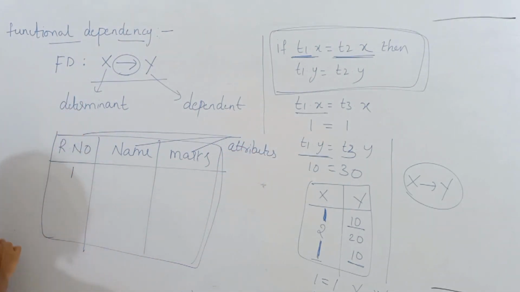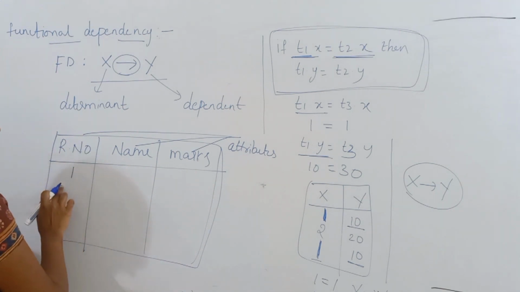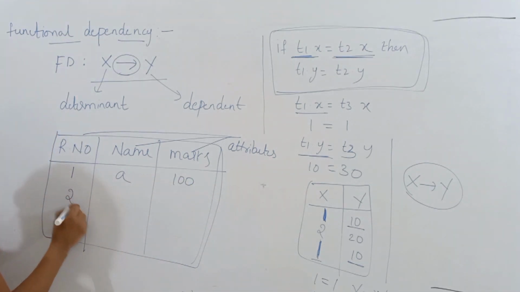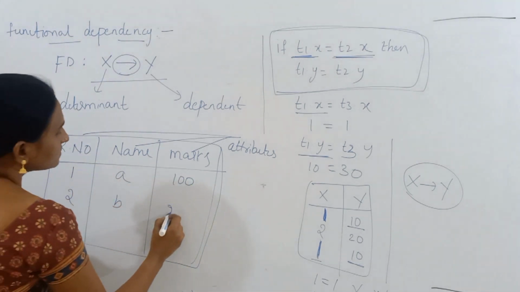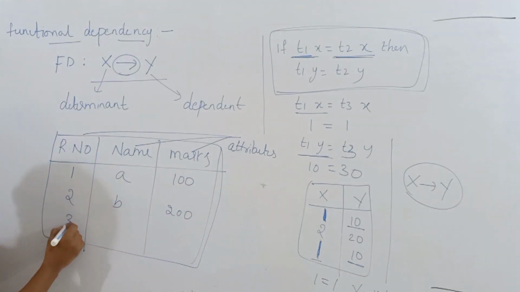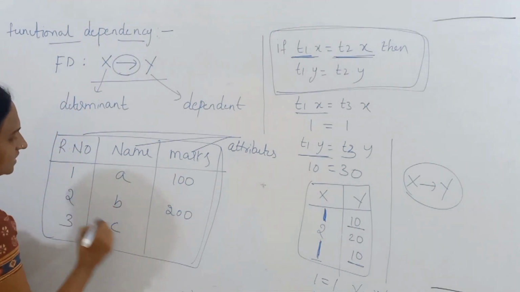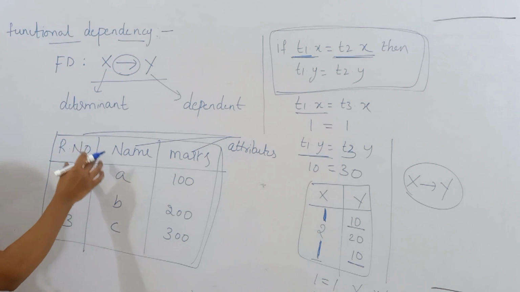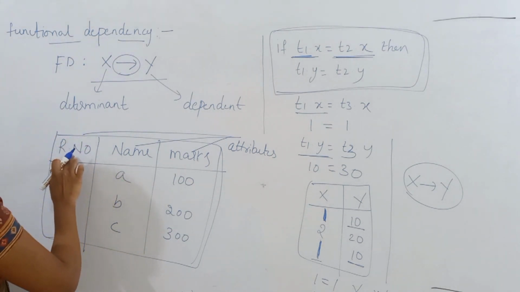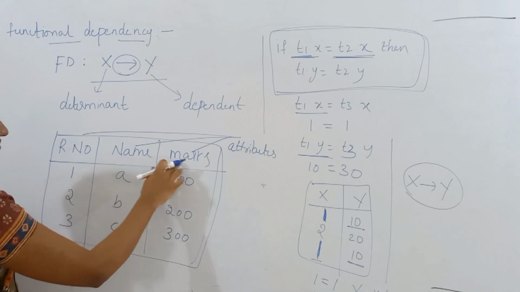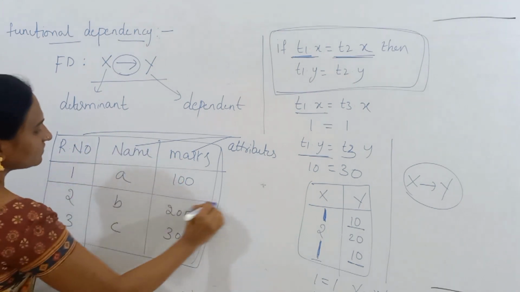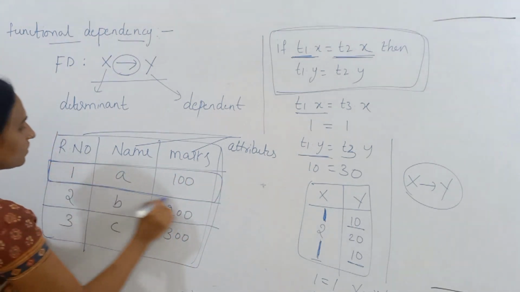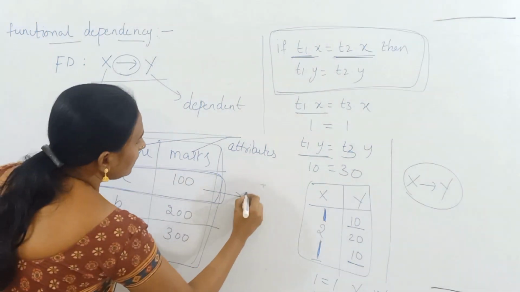So, I am taking records into the table. Roll number 1, name is A, marks 100. Roll number 2, name is B, marks 200. Roll number 3, name is C, marks 300. So, I am taking student table. This table consists of 3 attributes: roll number, name, marks, and I am taking 3 records. Each row in the table is called record or tuple.